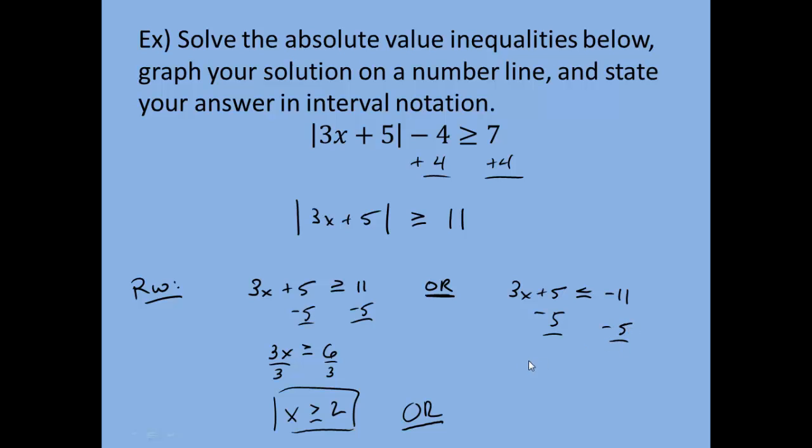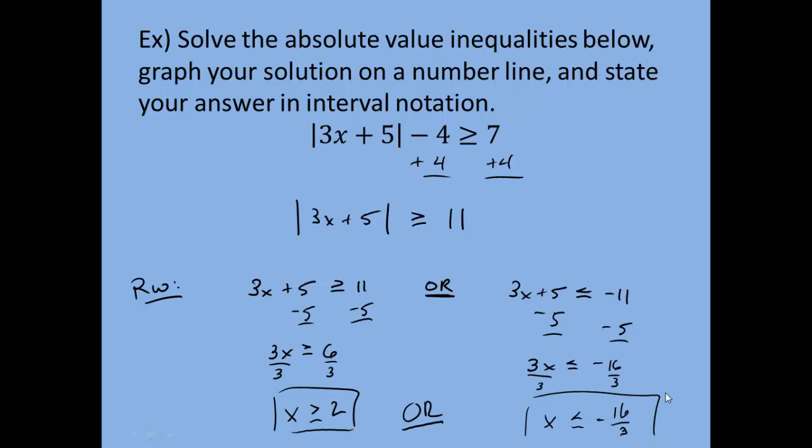So subtract 5 from each side, you're going to have 3x is less than or equal to negative 11 minus 5, which gives us a negative 16. And then we divide by 3, so we got x is less than or equal to negative 16 over 3.